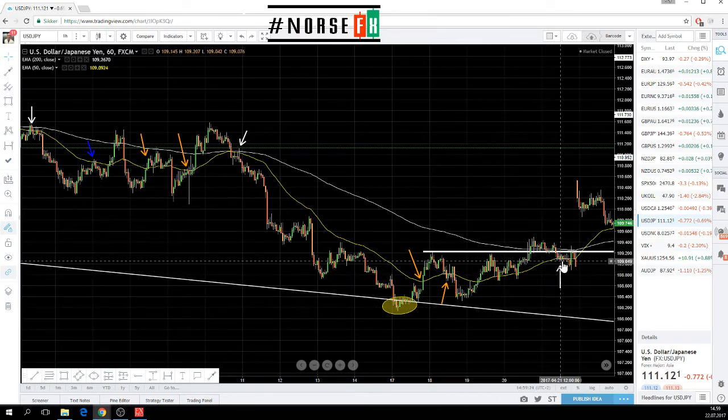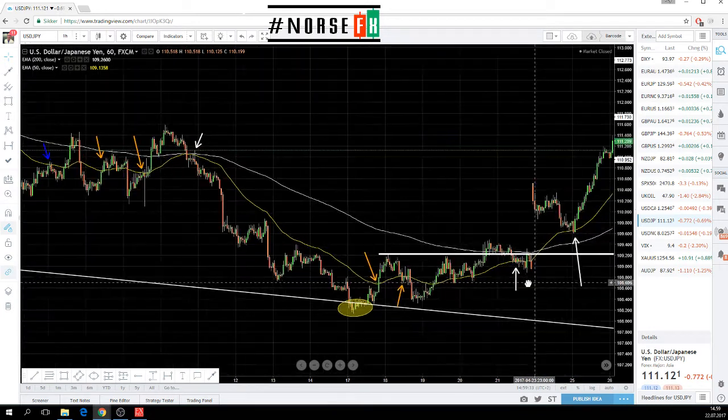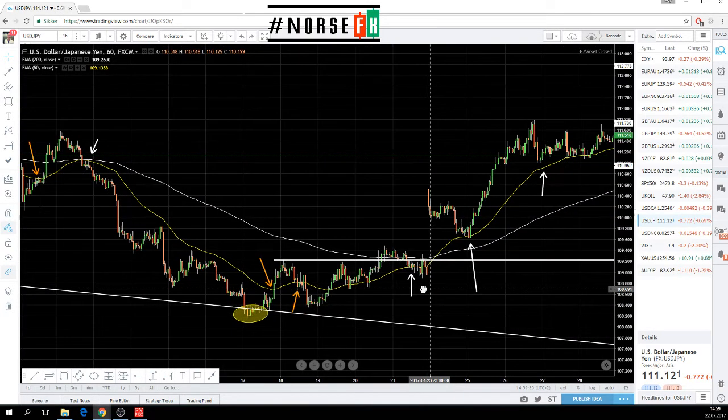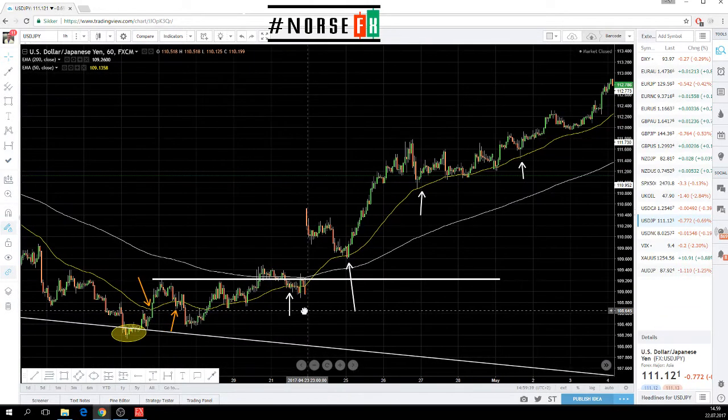And then we go long after we break the double bottom. Then we confirm the double bottom right here. Entry on the EMA 50, price gapping up, and then things start to get real exciting and fun.